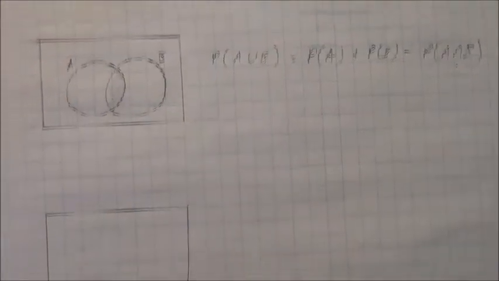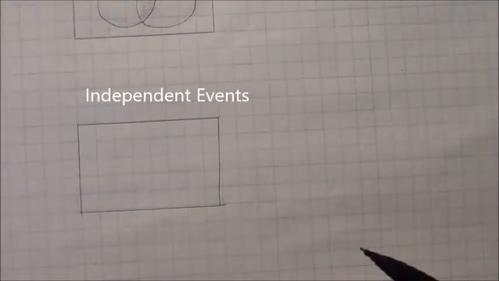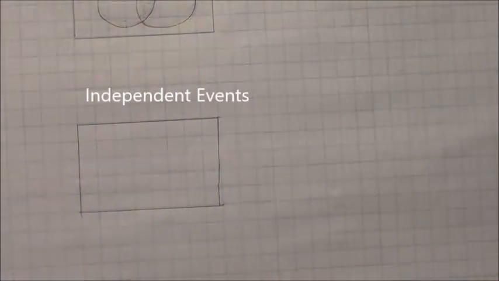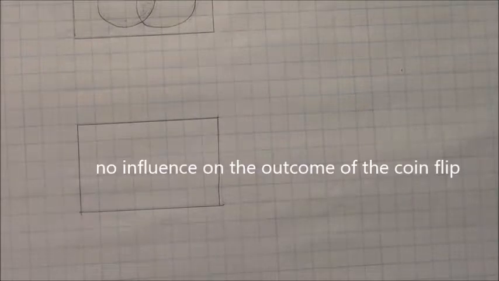Then there's the case of independent events. Independent events are when the occurrence of one event or one outcome does not influence the occurrence of another. For example, rolling a die and flipping a coin. The outcome of the die has no influence on flipping the coin.